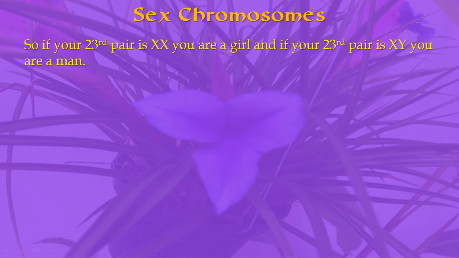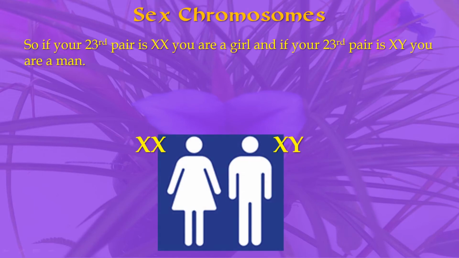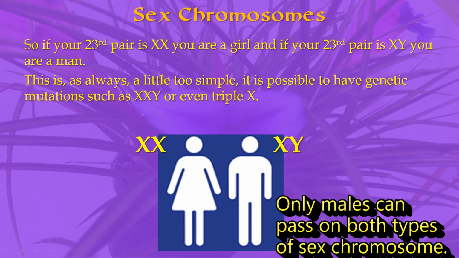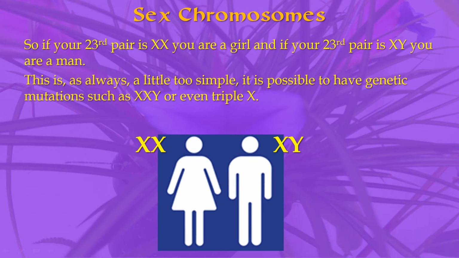If your 23rd pair is an XX combination, you will be a woman, and that means you got an X chromosome from your mother and an X chromosome from your father. If your 23rd pair is XY, then you got an X chromosome from your mother and you got a Y chromosome from your father. Of course, this is always a little bit too simple, and less commonly, genetic mutations can happen where people have two X chromosomes and a Y chromosome, or maybe even 3 X chromosomes or other combinations. But for our purposes, this basic situation is fine.